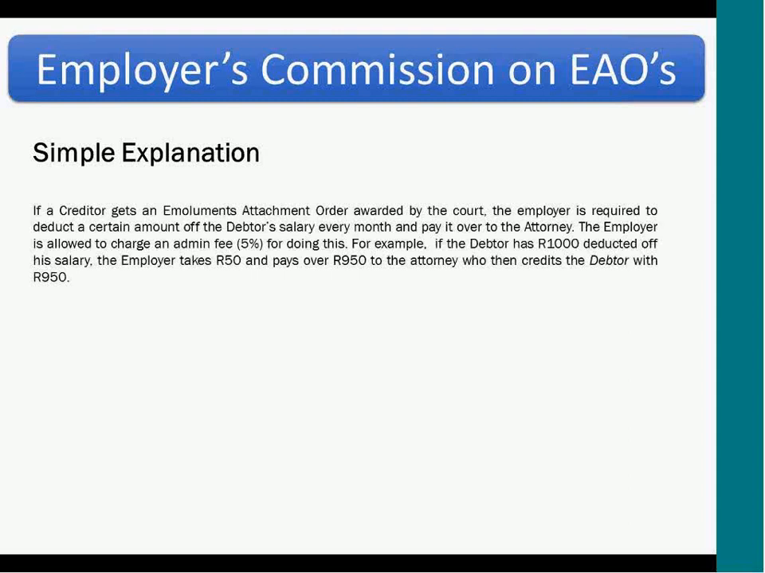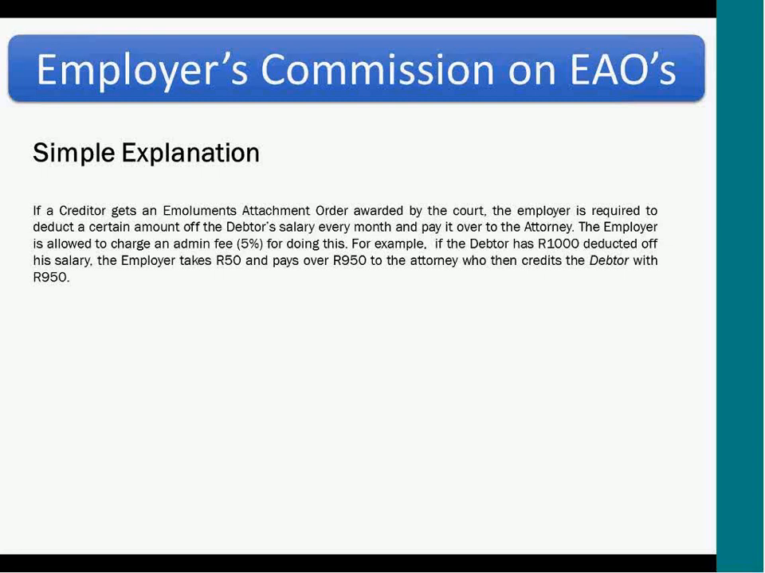The employer's commission is 5% for doing this. So for example, if the debtor has 1,000 Rand deducted off his salary, the employer takes 50 Rand and pays over 950 Rand to the attorney, who then credits the debtor with 950 Rand. The grey area revolves around the 50 Rand.